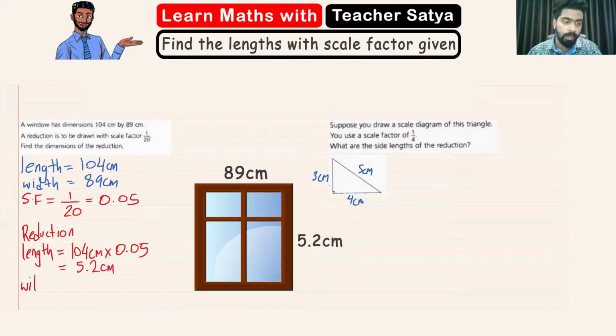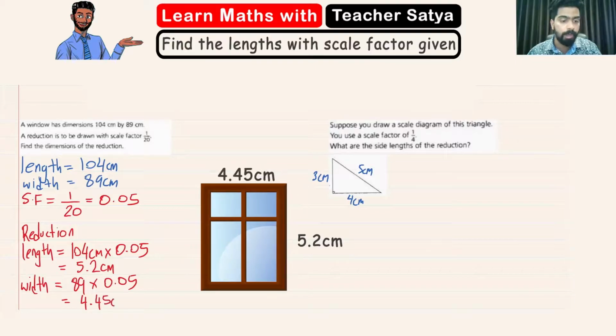Now let's go ahead and do the same thing with its width. The original width is 89 centimeters. 89 times 0.05 will give us 4.45 cm. Right guys, so in this case the reduction dimensions will be 5.2 cm by 4.45 cm.